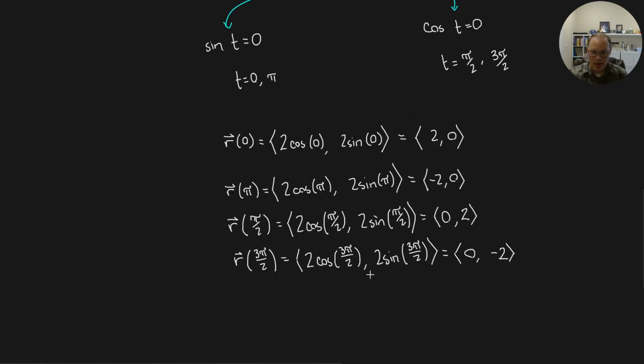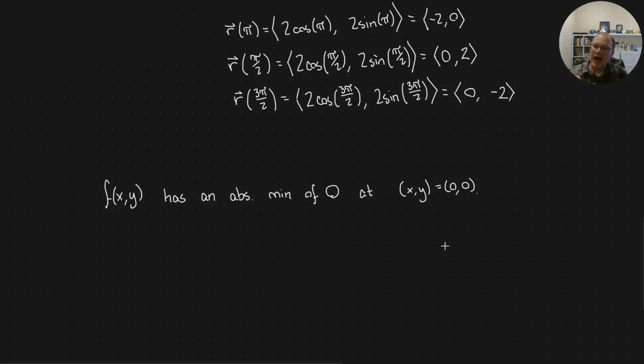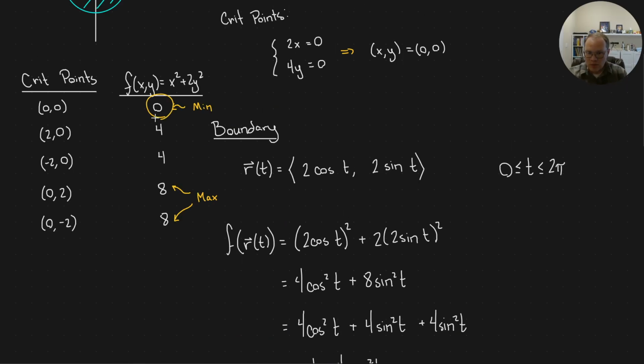All right, so I could summarize my results like this. f of x, y has an absolute minimum of 0 at x, y equals 0, 0. Notice there's a difference between what the absolute minimum is and where it is. The absolute minimum is the function value. This was the absolute minimum, but the absolute minimum was at the point 0, 0. That's the point I had to plug in to reach that absolute minimum.